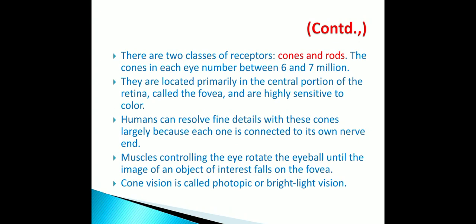There are two classes of receptors, cones and rods. The cones in each eye number between 6 and 7 million. They are located primarily in the central portion of the retina, which is called the fovea, and are highly sensitive to color. Humans can resolve fine details with these cones largely because each one is connected to its own nerve end. Muscles controlling the eye rotate the eyeball until the image of the object of interest falls on the fovea. Cone vision is called photopic or bright light vision.